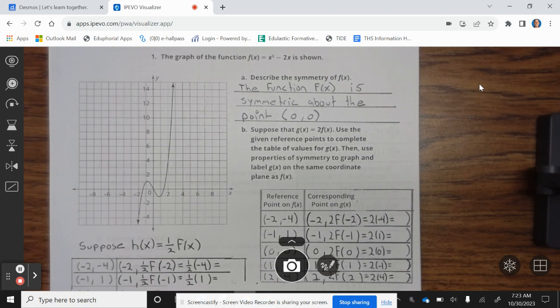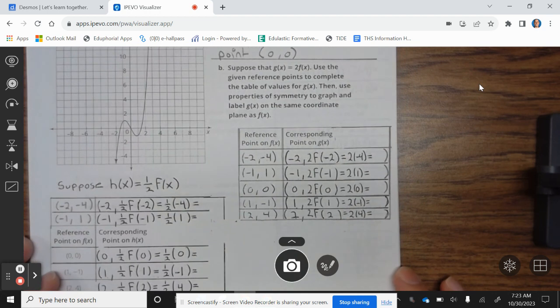Suppose g of x equals 2 times f of x. Use the given reference points to complete the table of values for g of x. Then use properties of symmetry to graph and label g of x on the same coordinate plane as f of x.